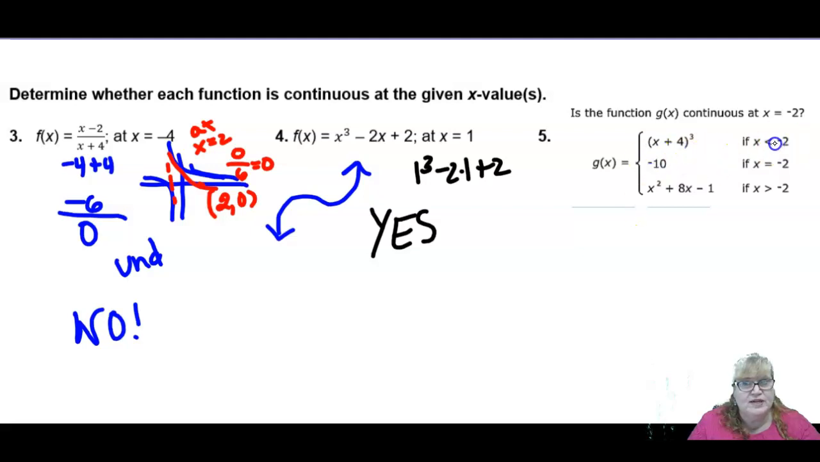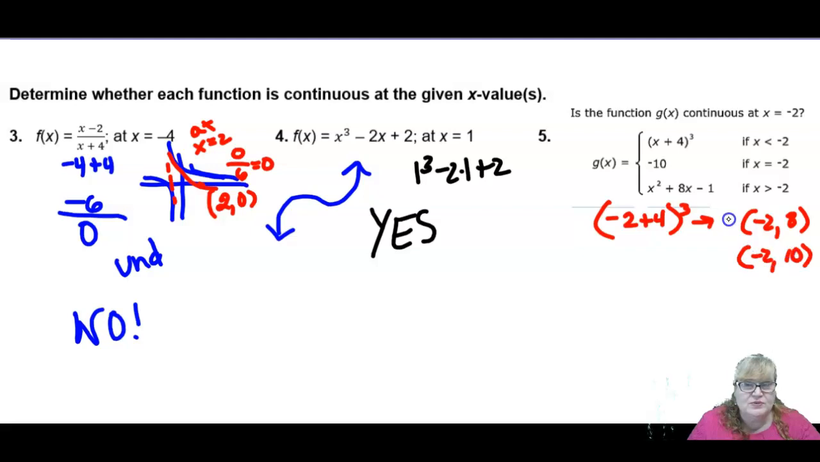If I put a -2 in here, it would be an open circle because it's not an "or equal to." But if I put a -2 in, I get (-2) cubed is -8. So when I put in a -2, I got out an 8. If I put a -2 into the middle rule, it says all I ever get out is a -10. This would have been an open circle. This would be a solid circle. And this value would be an open circle. It does not include this.